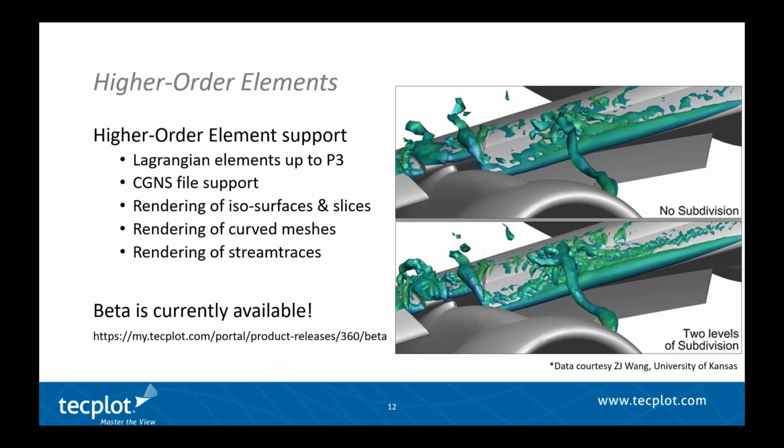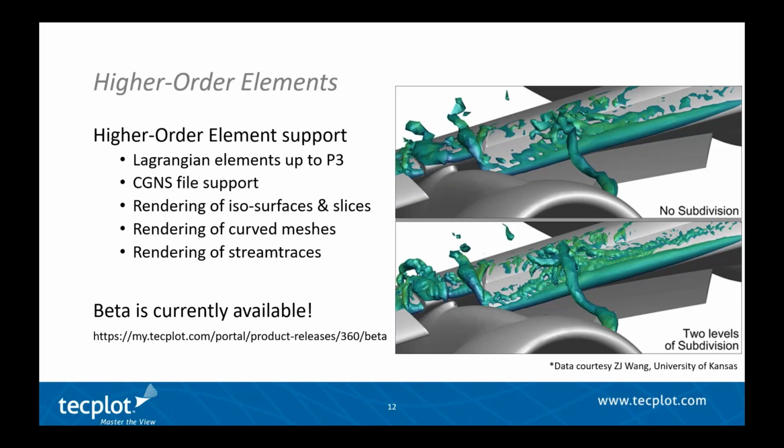With this release, rendering of isosurfaces and slices works just like it does in normal Tecplot 360. You just place an isosurface, place a slice, and we do the subdivision for you. Rendering of curved meshes, so we'll take that higher order mesh and we will do a subdivision to create the curvature, rendering of stream traces, and the beta is currently available on mytecplot.com.